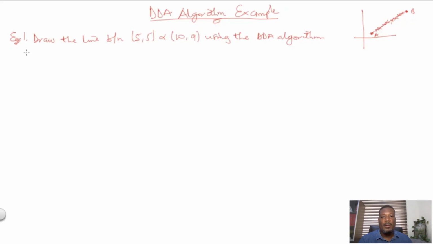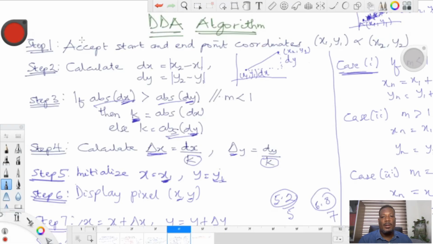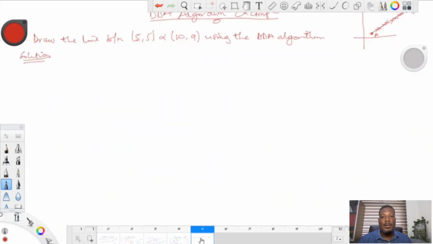Now, let's come to the solution of this question. The first thing that we have to have in mind is the algorithm, that's the steps of the algorithm that we talked about. We first of all have to accept the starting and the end point coordinates, so in this case, it is A and B. Then step 2 is to calculate dx and dy. So let's represent A as the coordinate 5.5, and B as the coordinate 10.9.